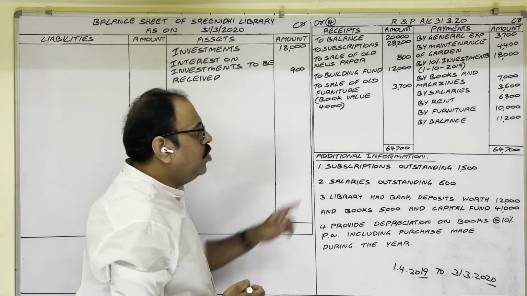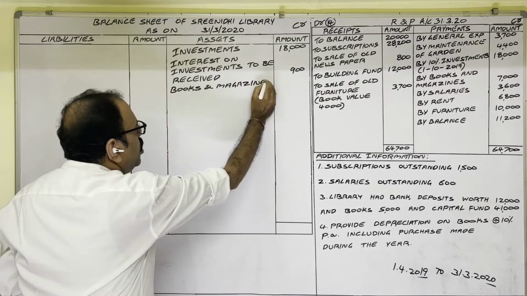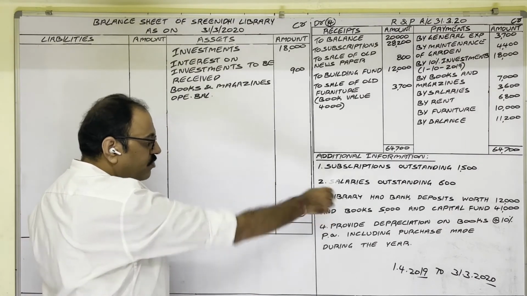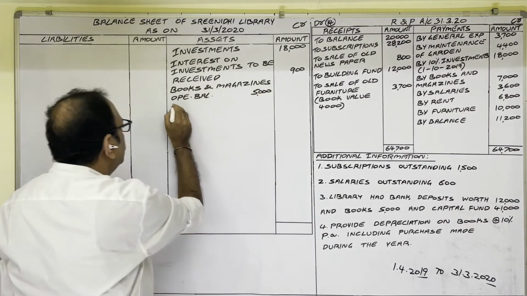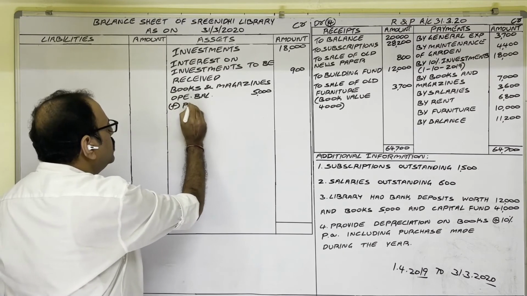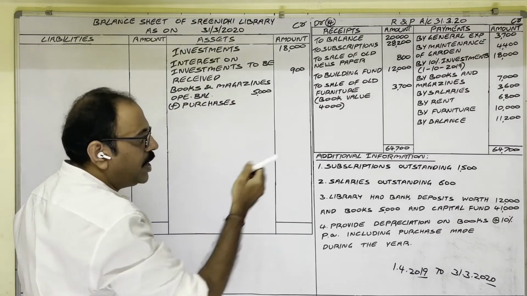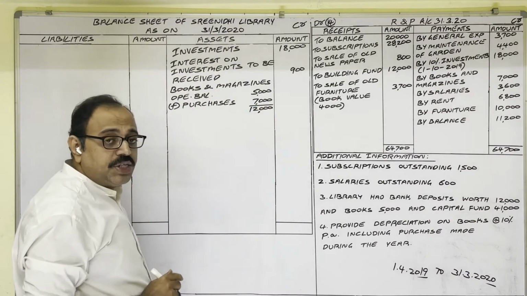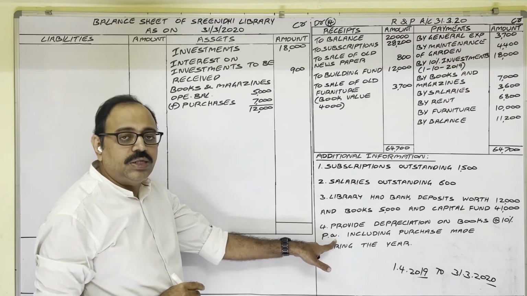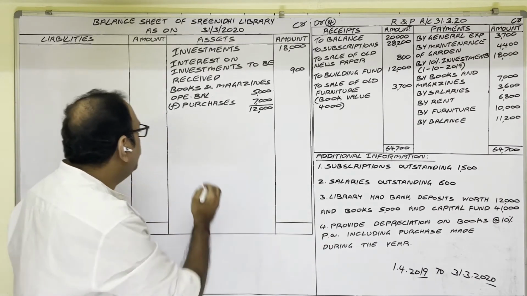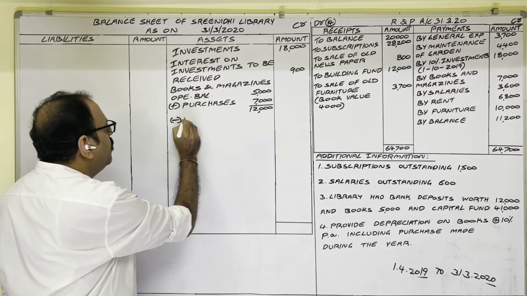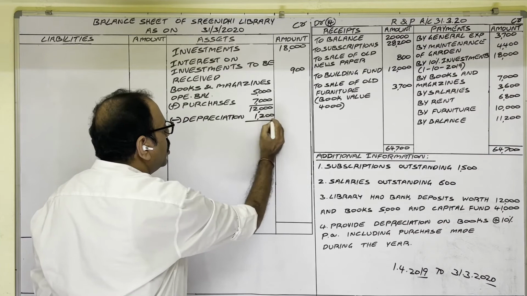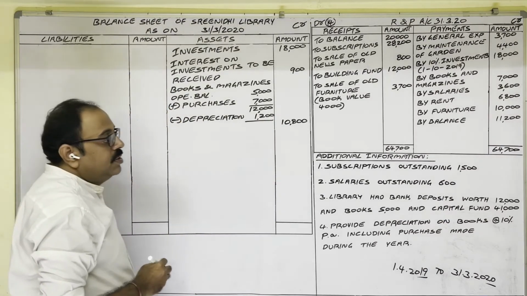Next, books and magazines, an asset. In the inner column, first the opening balance given in the adjustments: books 5,000 rupees, plus purchases during the year. On the payment side he has given books and magazines 7,000. Total 12,000. In the income and expenditure account, we have calculated depreciation on this, 1,200 rupees. That depreciation we have to subtract. Minus depreciation 1,200 rupees. Net amount in the outer column 10,800.